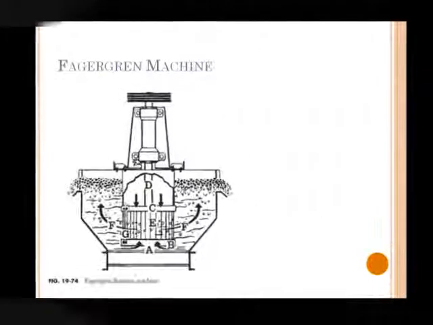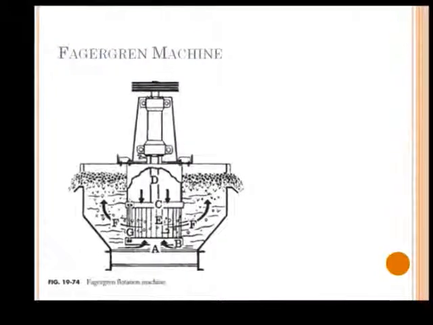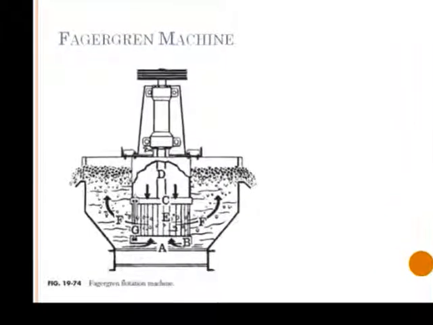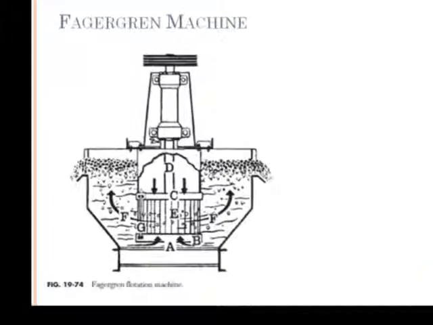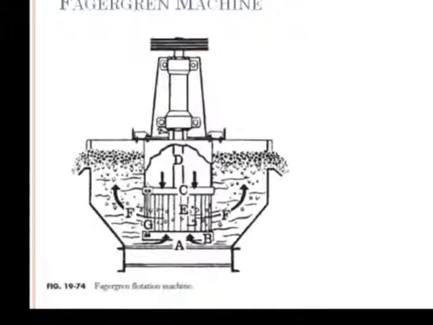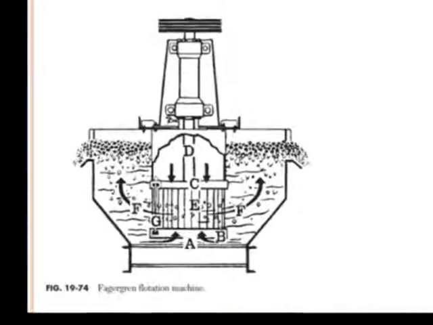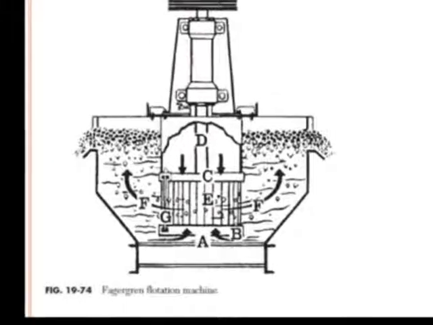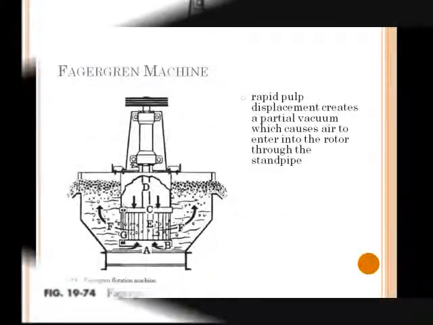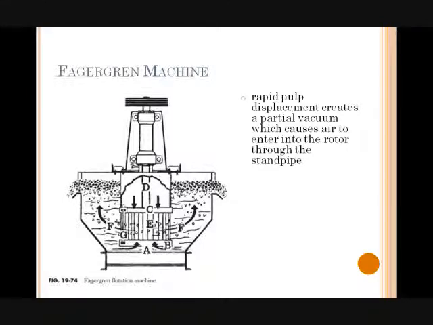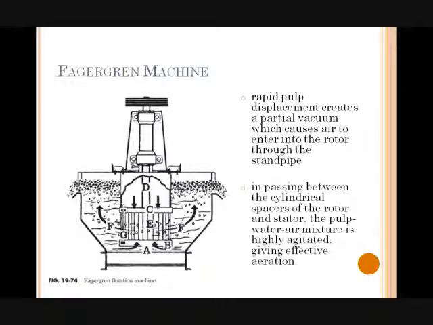The Fagergren machine features a rotor-stator assembly for agitation and aeration of the pulp. The stator consists of cylindrical spacers mounted between two rings rigidly fastened to the tank. The pulp is drawn by the impeller blades into the rotor. Rapid pulp displacement creates a partial vacuum which causes air to enter into the rotor through the standpipe. In passing between the cylindrical spacers of the rotor and stator, the pulp-water-air mixture is highly agitated, giving effective aeration.